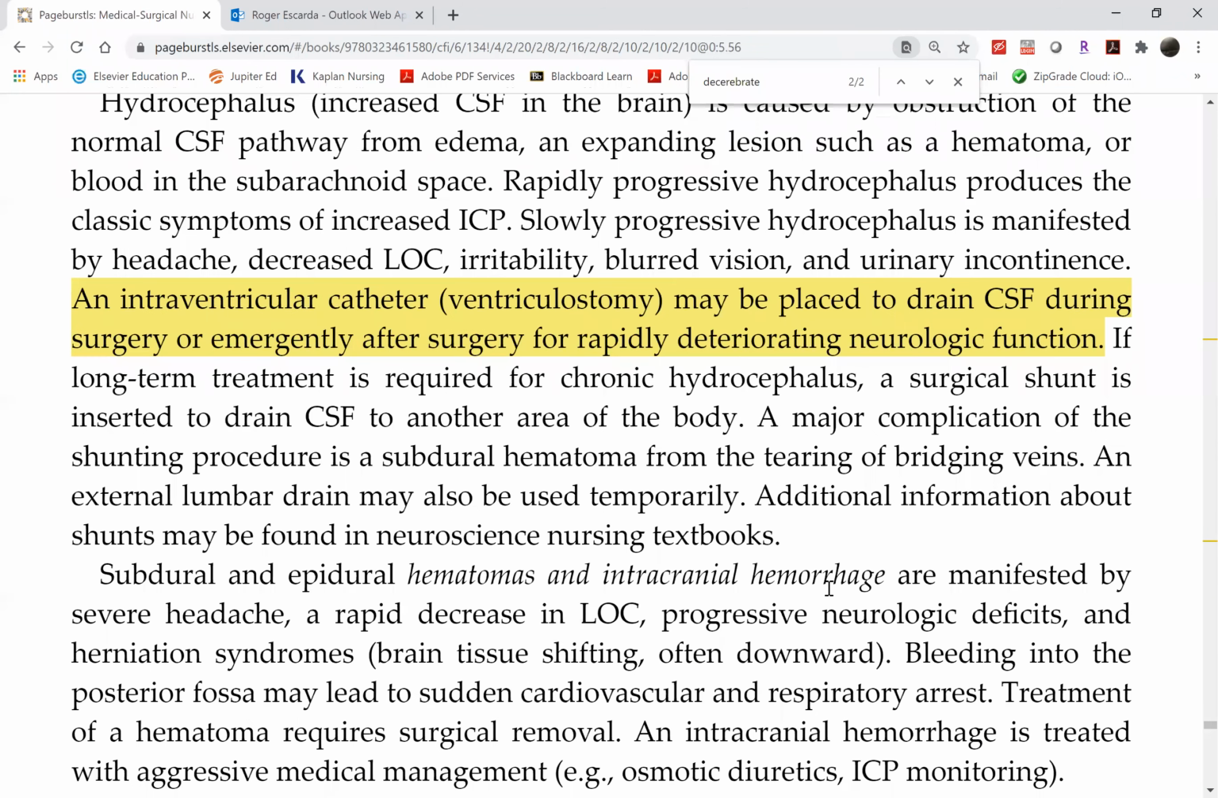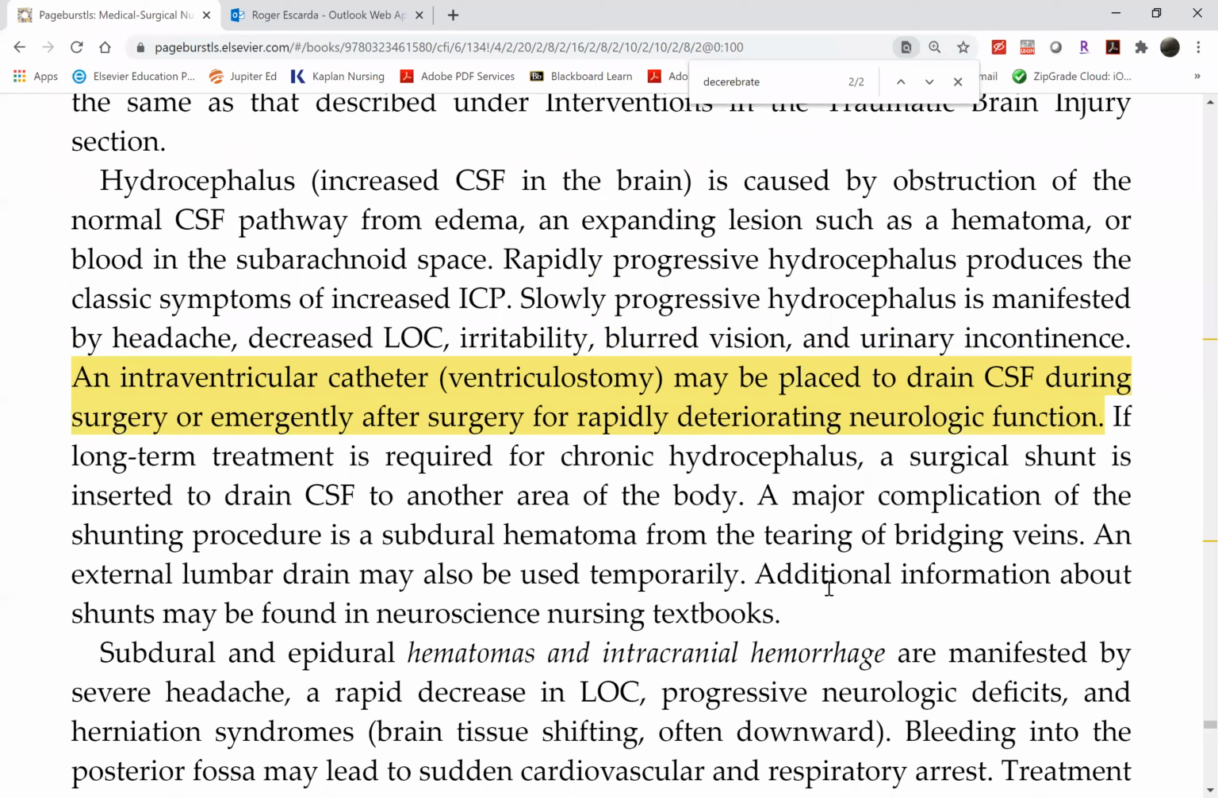This is about monitoring the ICP, because we kept saying ICP, and then we never talked about how we get the number. All right, so the patient will have a ventriculostomy. There are other ways. We have the intracranial bolt, we have the epidural screw, but the most effective way is the IVC. This is an intraventricular catheter, inserted via a ventriculostomy.